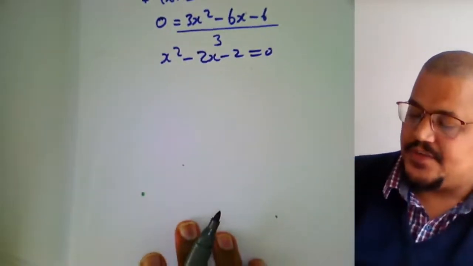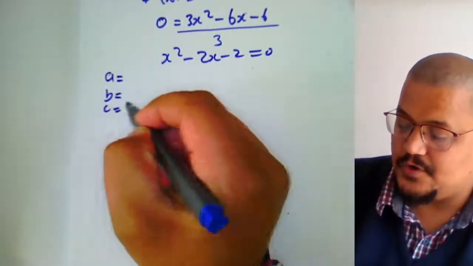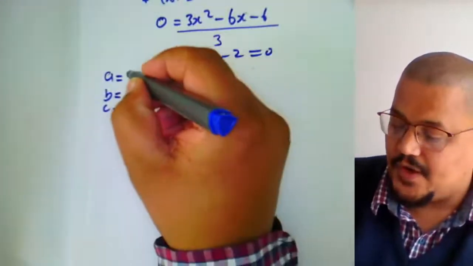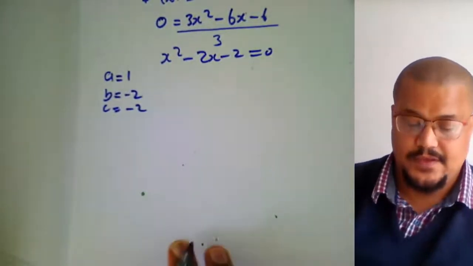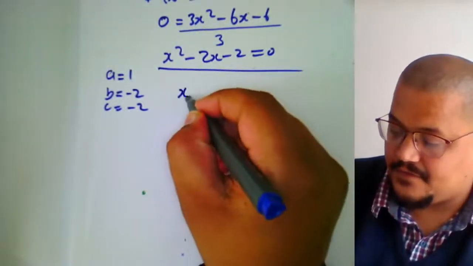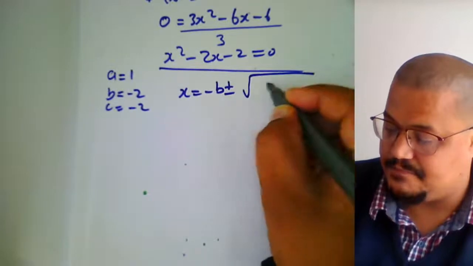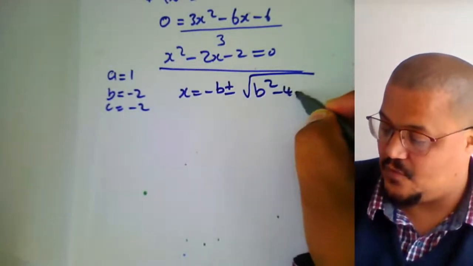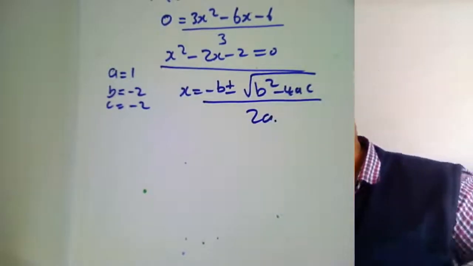Okay, so now I identify my a, b, and c values because I'm going to use my quadratic formula. So a is 1, b is negative 2, and c is negative 2. Okay. So now I bring in my quadratic formula. My quadratic formula is x is equal to minus b plus or minus the square root of b squared minus 4ac, divided by 2a.